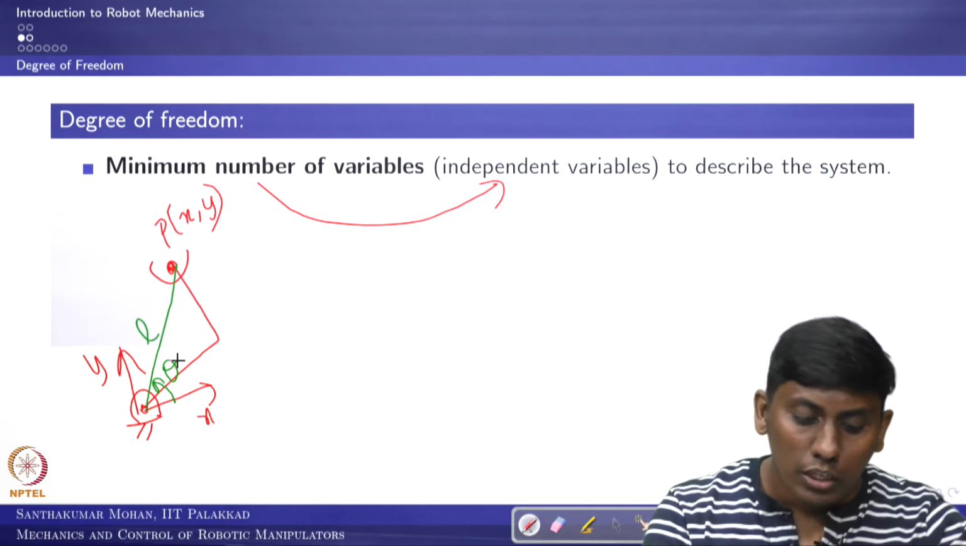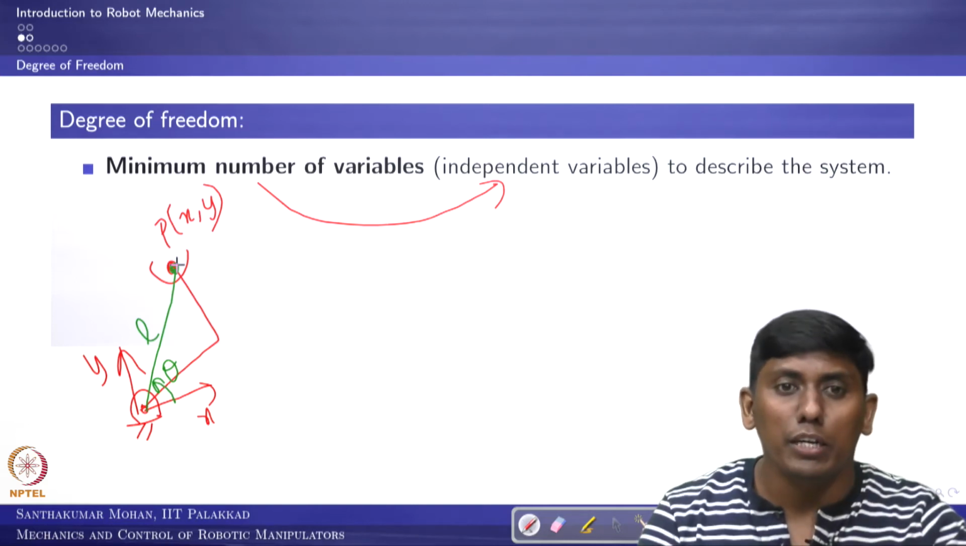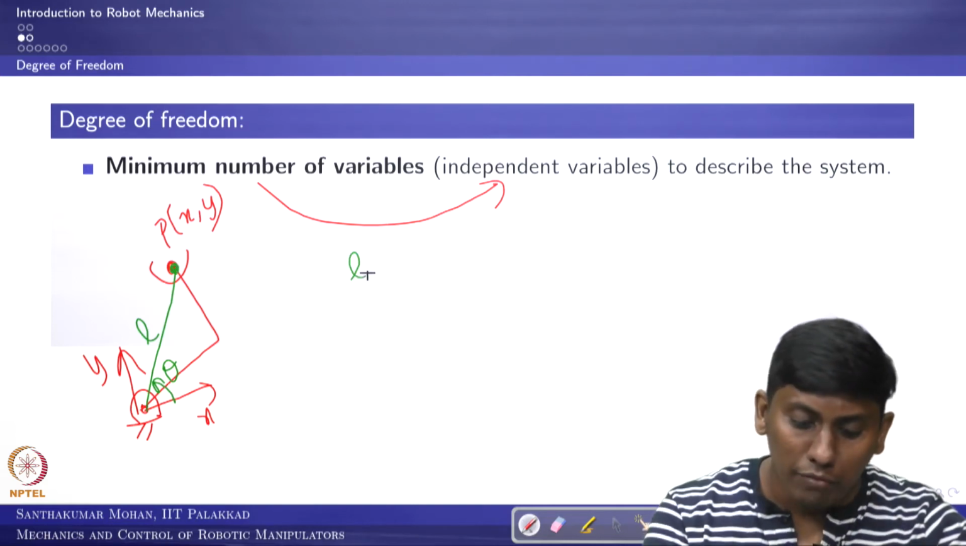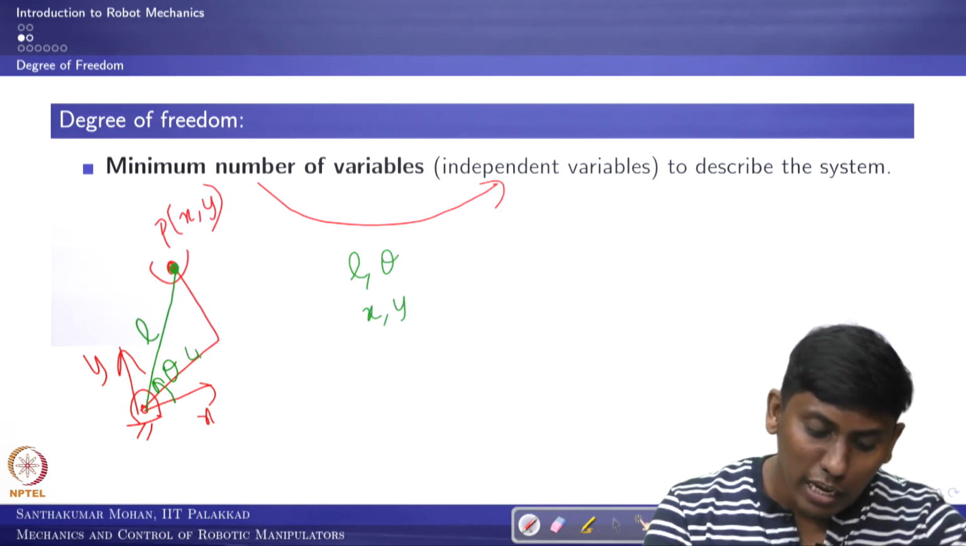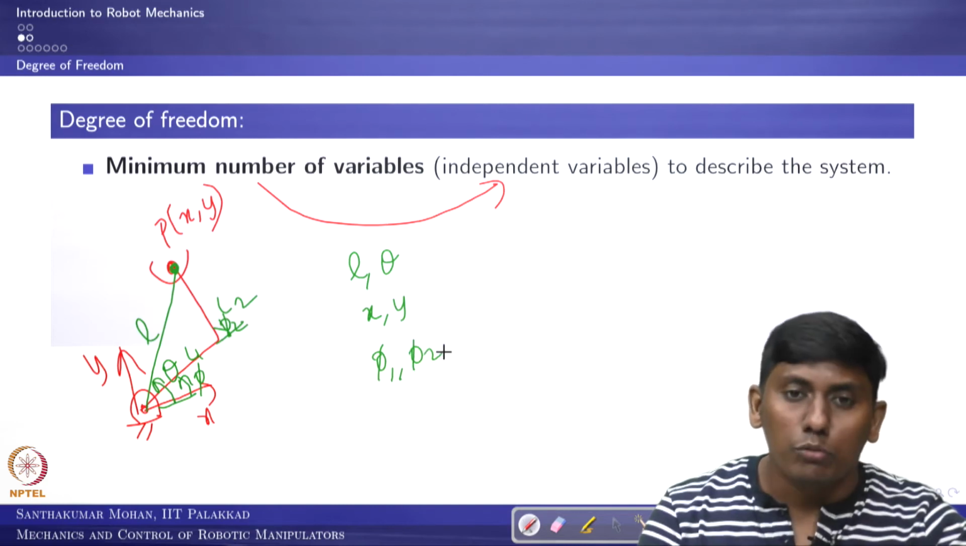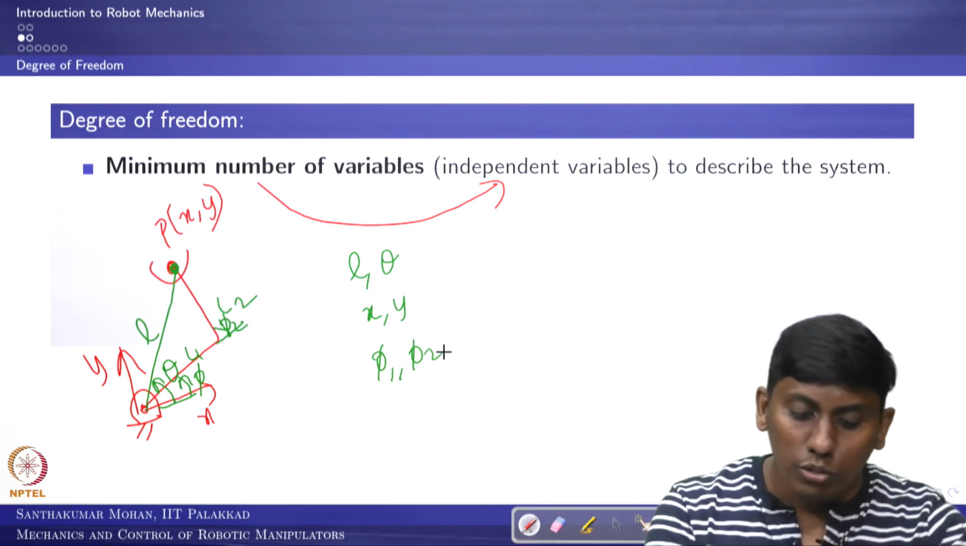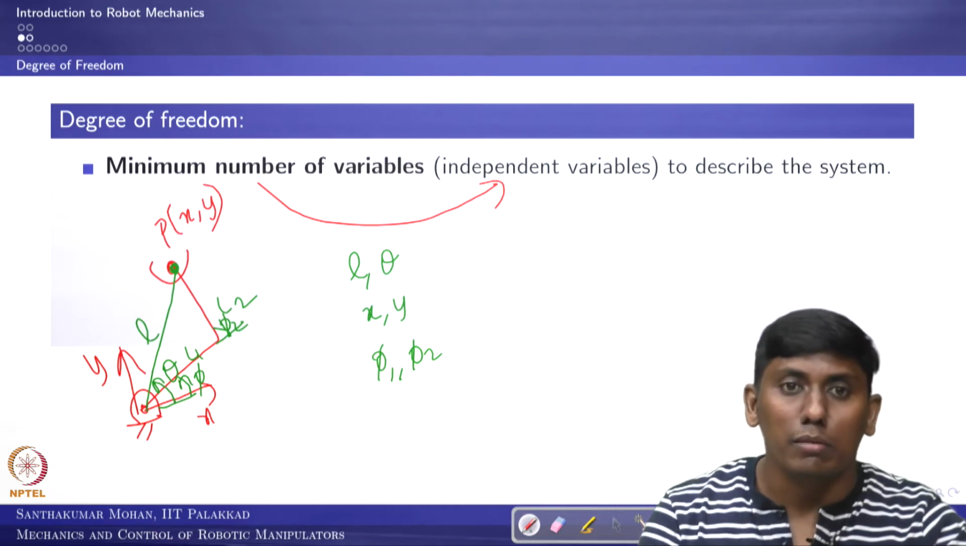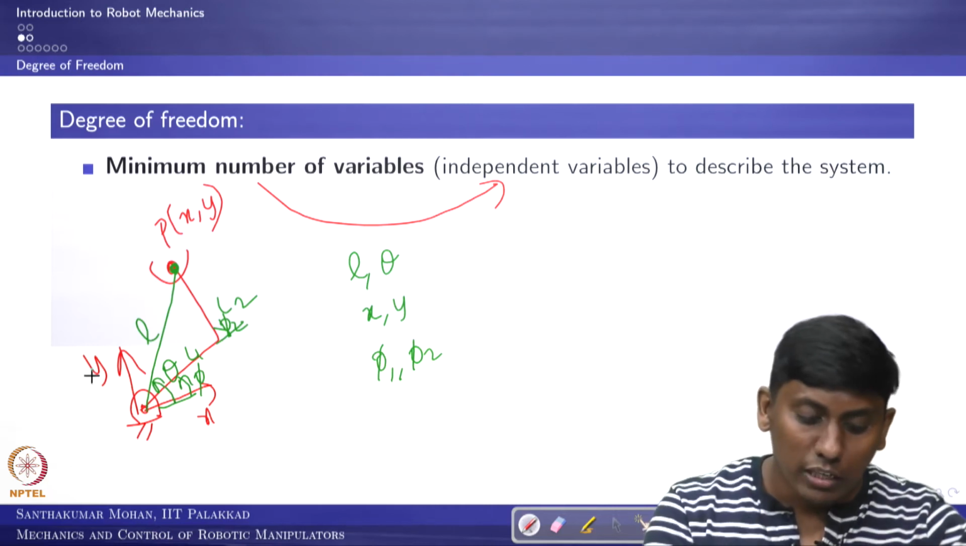For example, now if I want to define this point, how many variables are required? I need L and theta, or x and y, or even, if I say L1 and L2 are known, I say that this is phi 1 and this is phi 2. So you can see phi 1 and phi 2, right. So the minimum number of variables to describe the system is 2, right. That is the case.